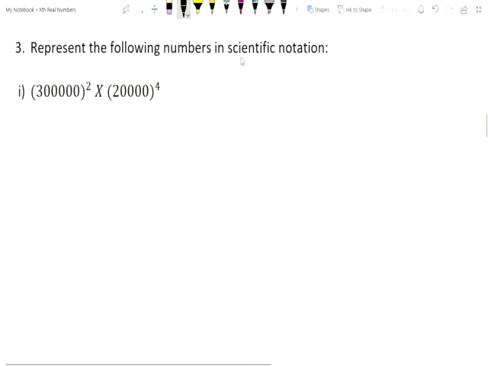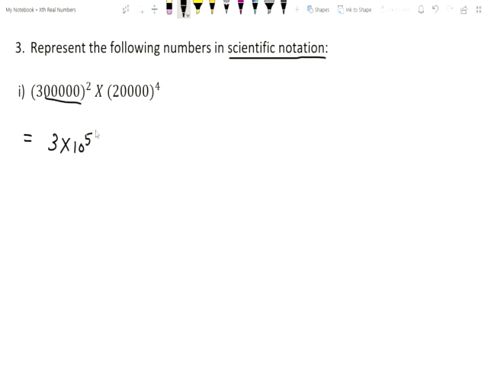Represent the following numbers in scientific notation. Okay, so we are going to multiply these two numbers. First, you convert into scientific notation. Here, 3 into 10 power. After the 3, how many zeros are there? 1, 2, 3, 4, 5.